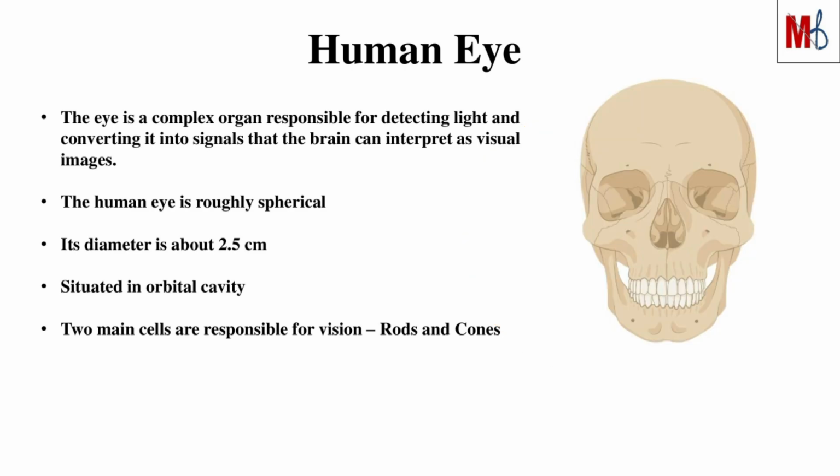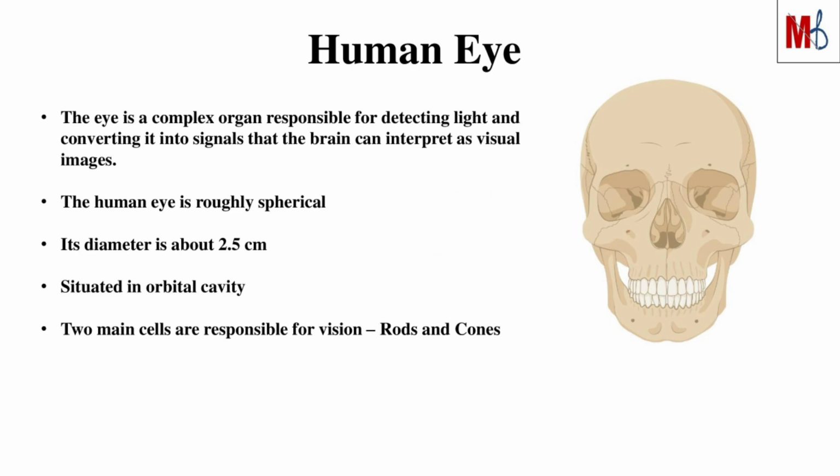Its diameter is about 2.5 centimeters. It is situated in the orbital cavity, or the eye socket. The orbital cavity provides protection to the delicate structure of the eye. The bony wall of the orbit acts as a shield which reduces the risk of injury from external forces. This orbital cavity has a layer of adipose tissue that acts as a cushion to the eyeball.